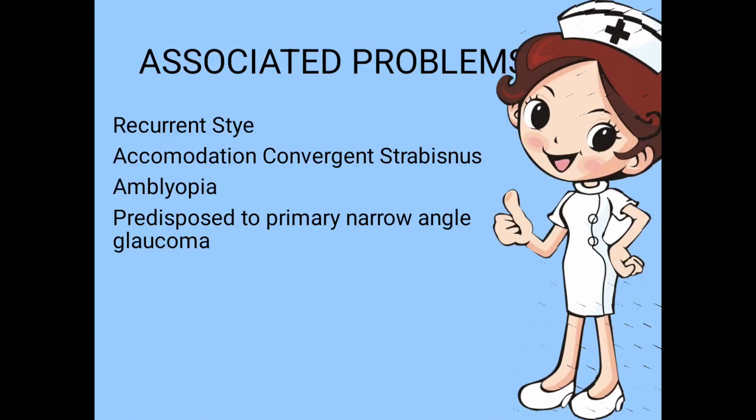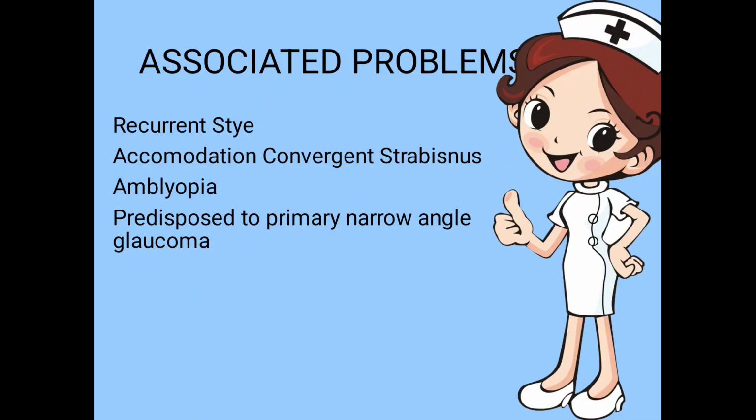Next one, associated problems. Now what kind of problems can we see? Recurrent stye. Stye comes again and again. It is a blockage of the glands. So it recurs again and again. It will be seen as a boil on the upper as well as the lower eyelid also. Sometimes it keeps on going and coming.